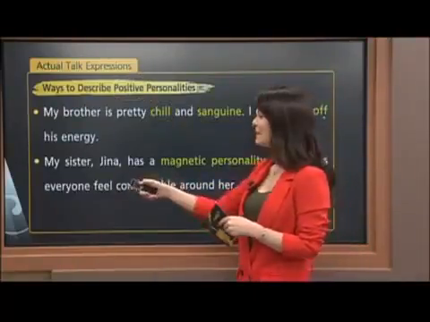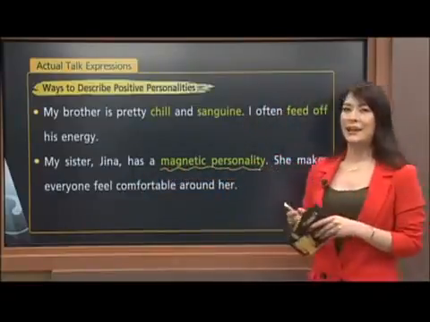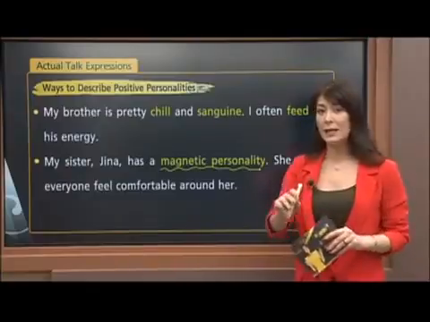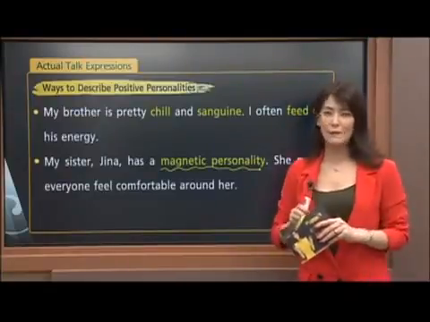Let's talk about a sister. My sister Gina has a magnetic personality. Now, what is a magnet? 자석이잖아요. Magnet. If you say that somebody has a magnetic personality, 자석 같은 성격, it means that they attract people for many, many reasons.